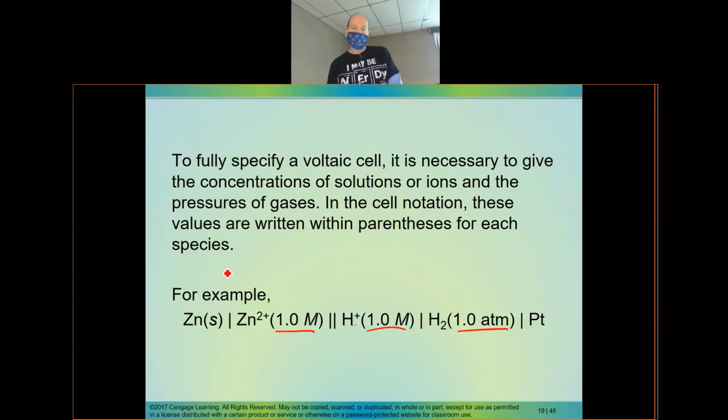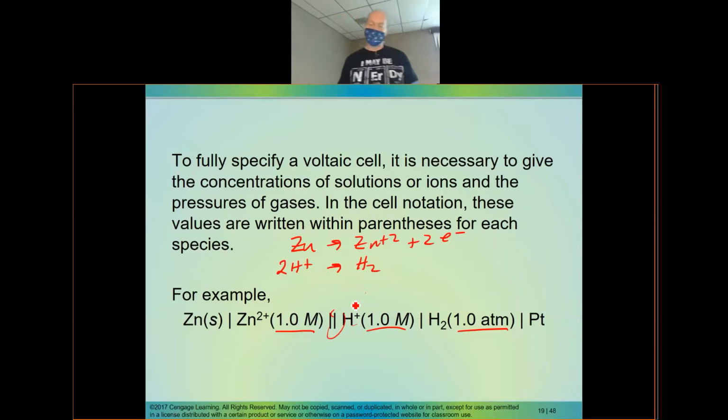All right, and so for this cell notation, we have zinc going to zinc plus 2 and 2 electrons. And in this one we have H plus going to H2. You have to know that you have to balance every reaction. So the 2 is not put here, but it is required to have a 2 to balance the reaction. Again, the cell notation does not use the coefficients. If you happen to put that there, I will not count off, but they should not be there.